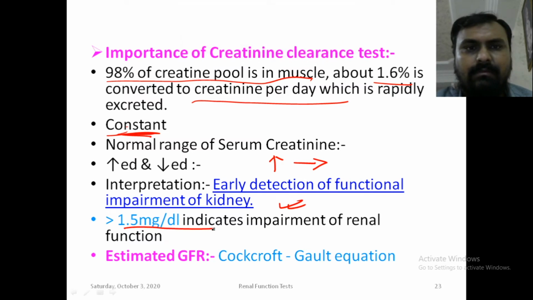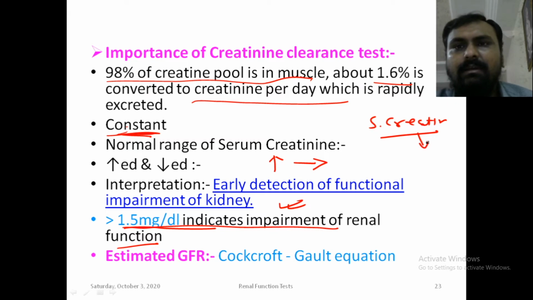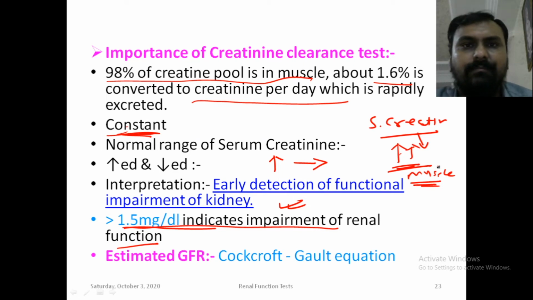A level greater than 1.5 milligram indicates impairment of the renal function. Okay, so serum creatinine is also an important, good marker. It is normally excreted via the kidney. But whenever there is damage to the kidney, the level will be increased. The more the creatinine level, the more the kidney damage. Okay, it is also increased in muscle injury, because it is a metabolic product of muscle metabolism.